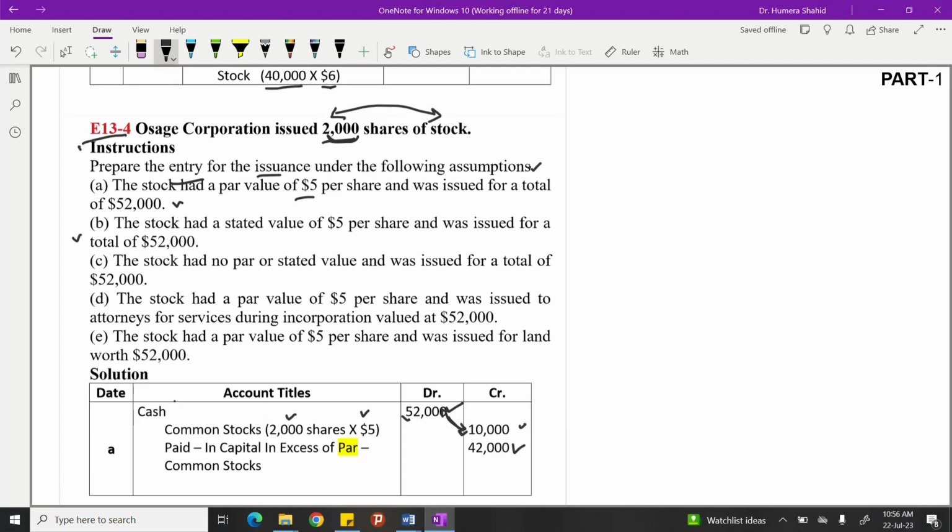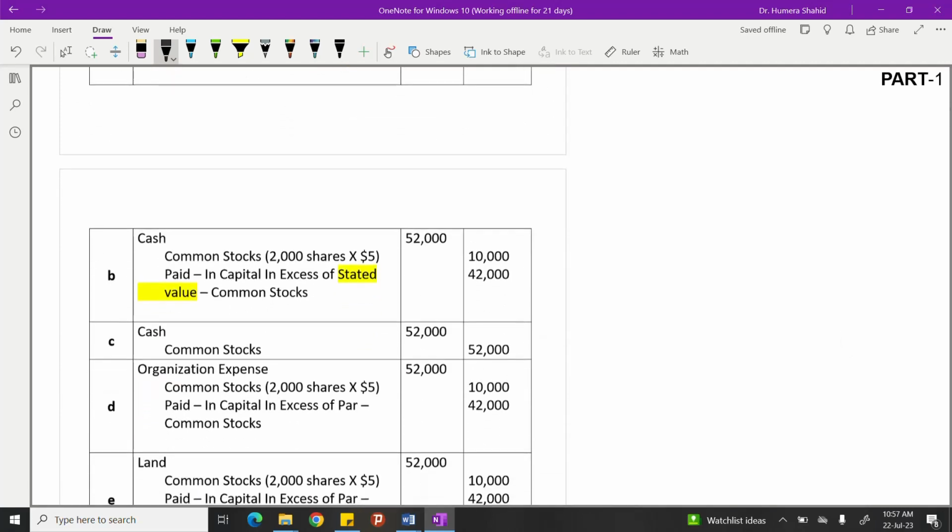Part B says that stock had a stated value of $5 and was issued for 52,000. We will do the same journal entry, but instead of writing par value, I'll be writing stated value, and that's the only difference in Part B. So can you see here? Cash gets debit, 52,000 we get all together. Common stock gets credit because of the stated value, 2,000 shares multiplied by $5, that is 10,000. Difference is because of the excess amount you are charging, and so this is paid in capital in excess of stated value. Don't put this hyphen, it's by mistake. So paid in capital in excess of stated value, common stock.